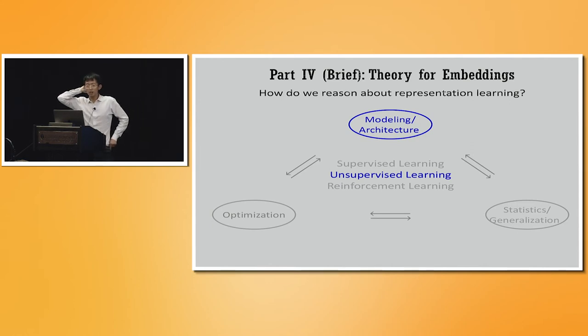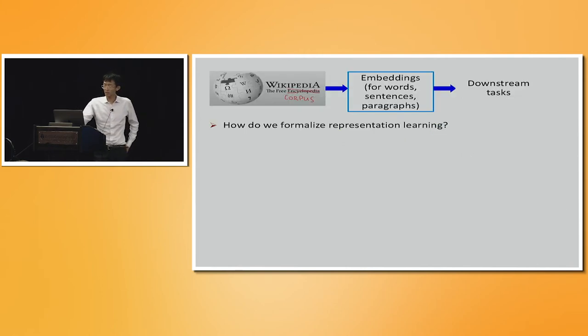So let me move on to another part, with only one slide, about the theory of embeddings. How do we reason about representation learning? This is more about unsupervised learning and the modeling choice in unsupervised learning. In the last few years in NLP, embeddings have been very popular. The basic pipeline is that you take some unsupervised data set and use that to compute embeddings for, for example, words, sentences, or paragraphs, and then use the embeddings for downstream tasks.